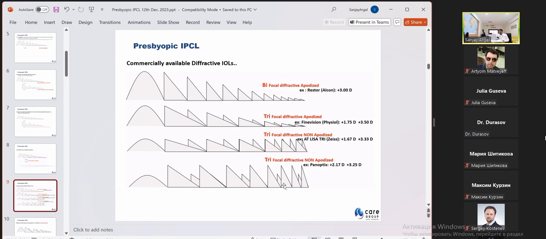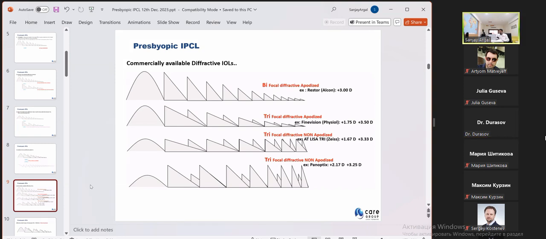And one thing is common in all four designs. The steps are at right angles. And this design has potential for halos and glare. And there is a loss of light of between 13 to 18%.